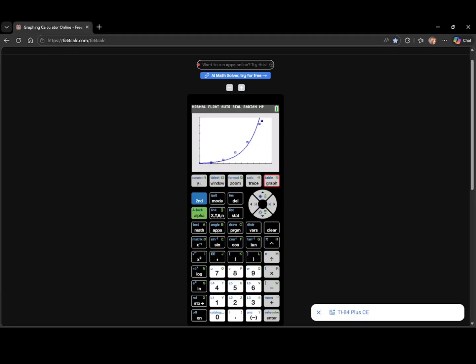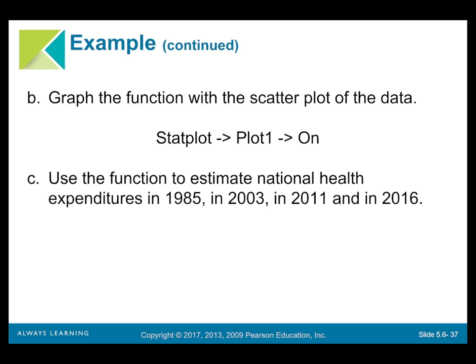Now, of course, part C asks for a few different values, so we just go to our table and it'll tell us the different values we were looking for the different years. And you can just scroll there to pick all those up. So that's what part C asked for. It asked for the value in 1985, 2003, 2001, and 2016. And our starting year was 1960. So 1985 is 25 years from 1960. So I will let you guys plug those in.